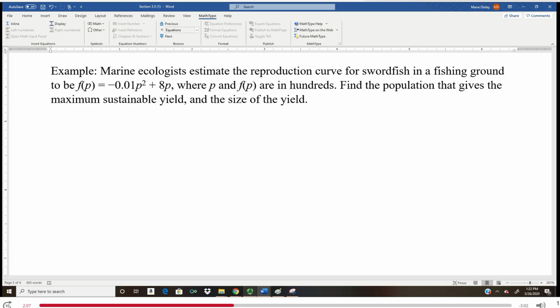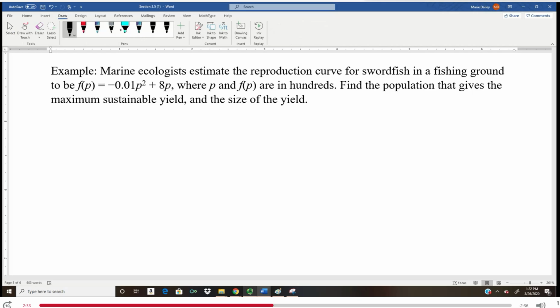Marine ecologists estimate the reproductive curve for a swordfish in a fishing ground to be f of P equals negative 1/100 P squared plus 8P, where P and f of P are measured in hundreds. I want to find the population that gives the maximum sustainable yield and the size of that yield. Okay, so P then is our population size, and we are already given our f of P.